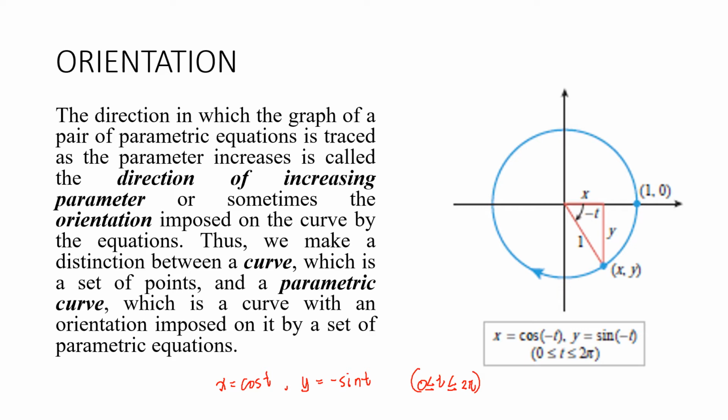Okay, so here in this parametric equation, the circle is traced clockwise by a point that starts at (1, 0) when t is equal to 0, and completes one full revolution when t is equal to 2 pi, which is represented by this circle.